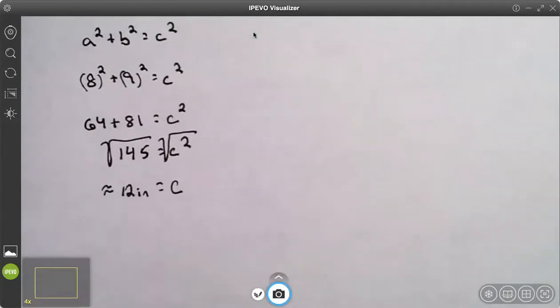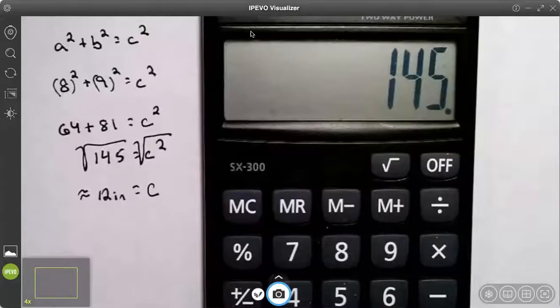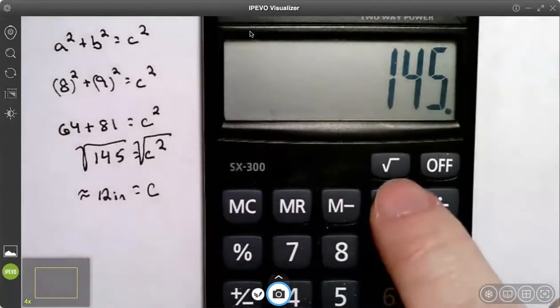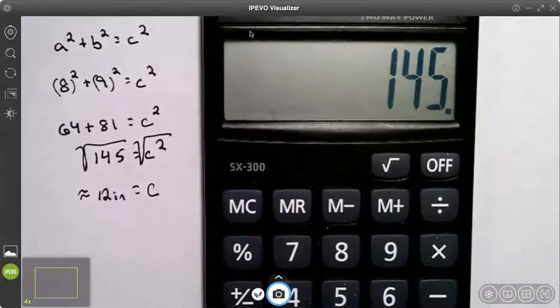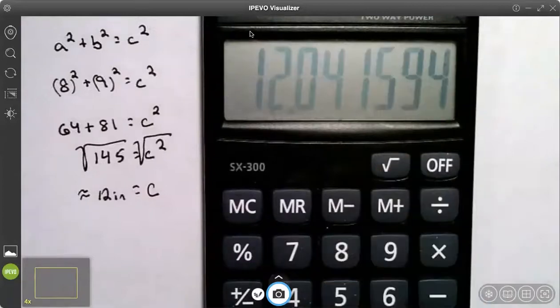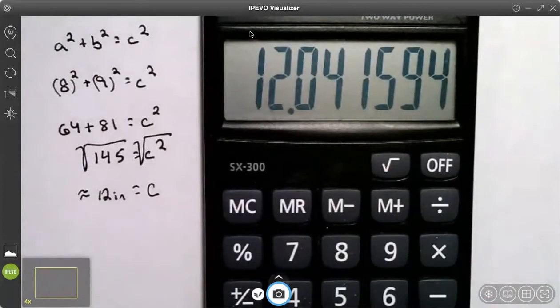Let's talk about how to use the square root button in a calculator. This is just a basic calculator that does have a square root button. That's also known as a radical sign. So once I added 64 plus 81, I got 145. All I had to do in this calculator is hit the square root button, and it gave me my answer, 12.04 and a bunch of numbers, and I rounded it to about 12.